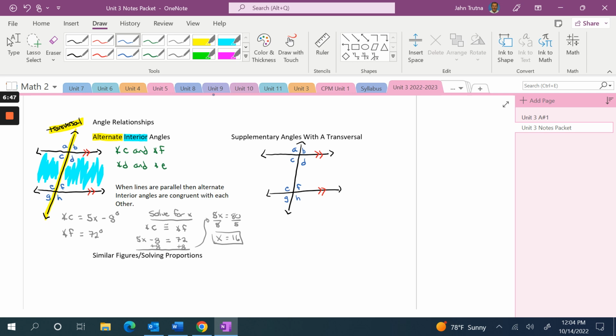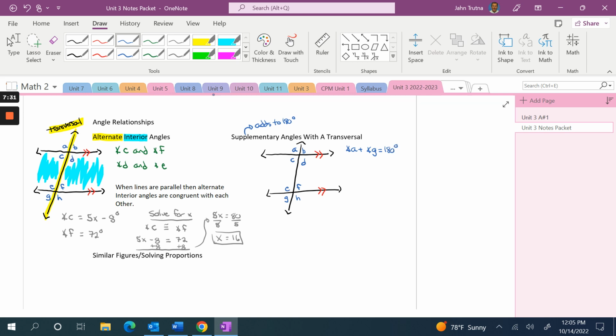Now, supplementary angles would be any angles that are not alternate interior, corresponding, or alternate exterior angles. Remember, the word supplementary means adds to 180 degrees. These would be the pair of angles that add to 180 degrees. Angle A, if you added it with angle G, would add up to 180 degrees.